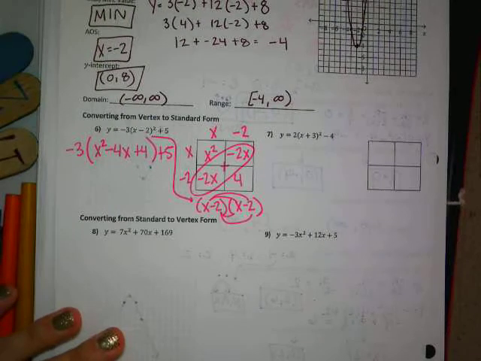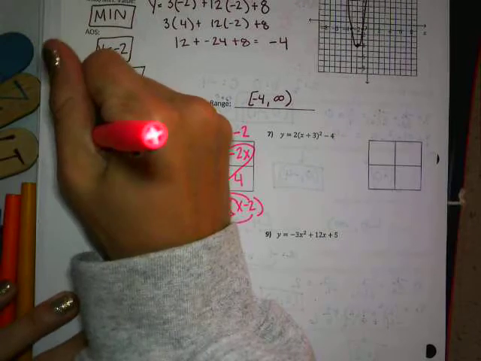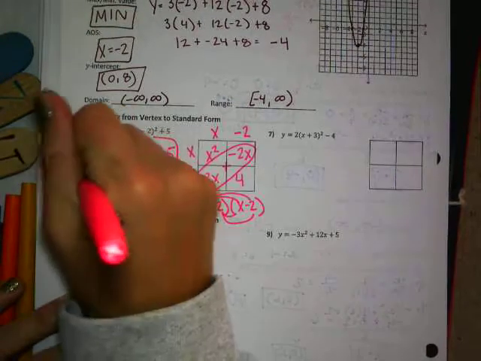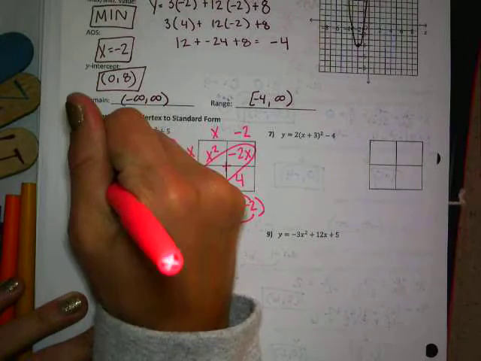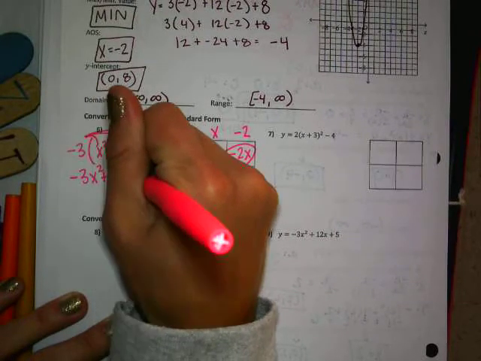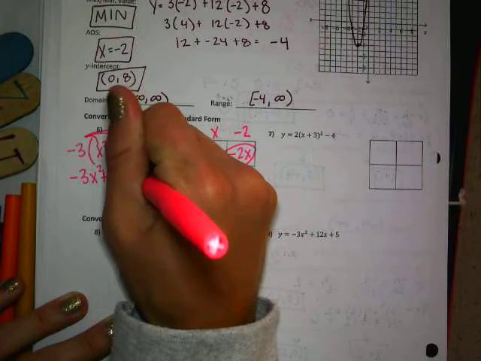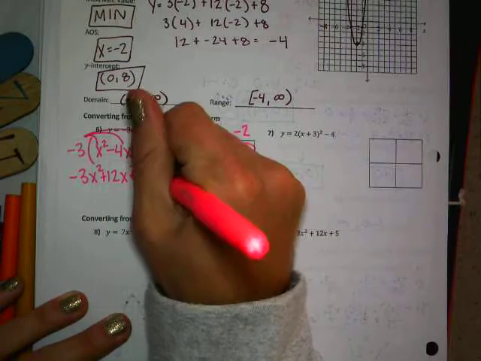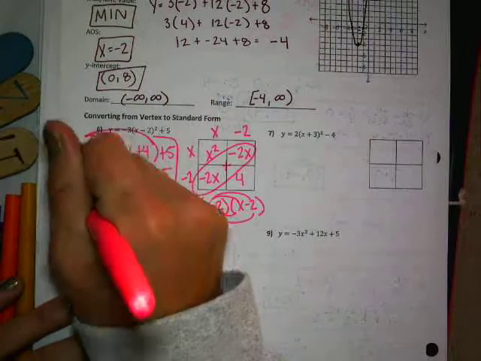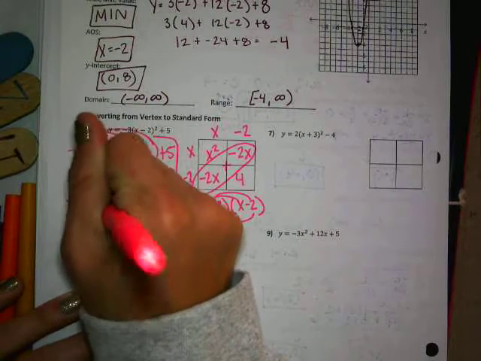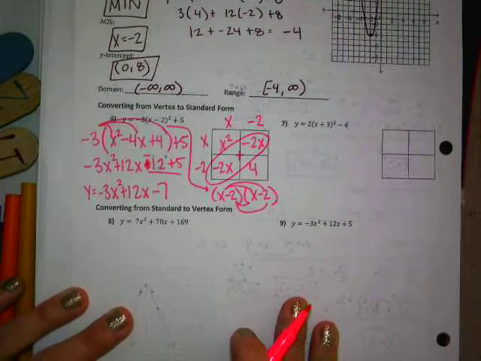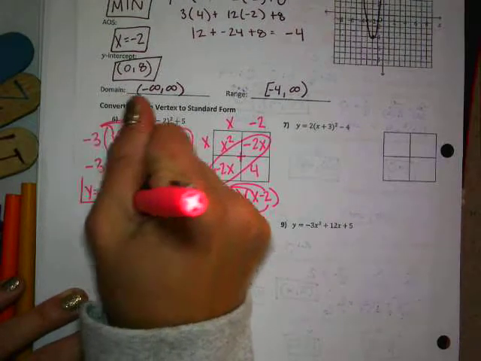Alright, so we're not done yet though. It's still not in standard form. Now I need to distribute the negative 3. Negative 3x squared plus 12x minus 12 plus 5. So the end would be negative 3x squared plus 12x minus 7. Very good. So combine like terms at the very end. Now it's in standard form.